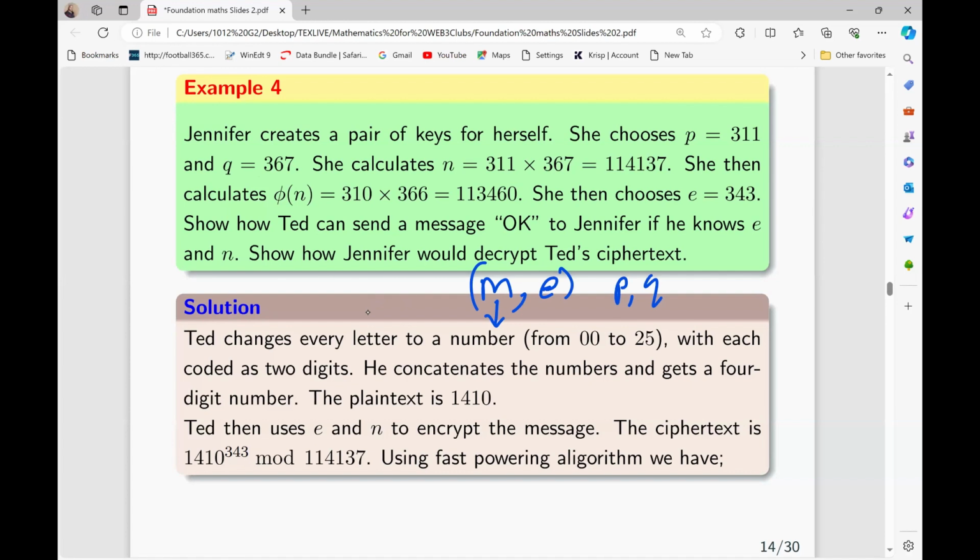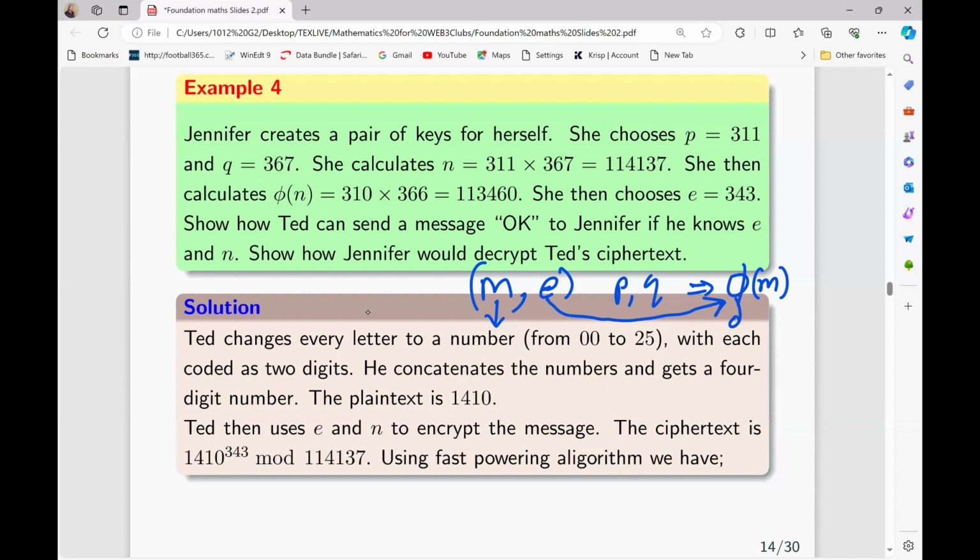And once you find P and Q, you can now try to maneuver and find phi. You see, P and Q will assist you to find phi of M, for instance. And then if you have this, then you can find what D is, and so on.